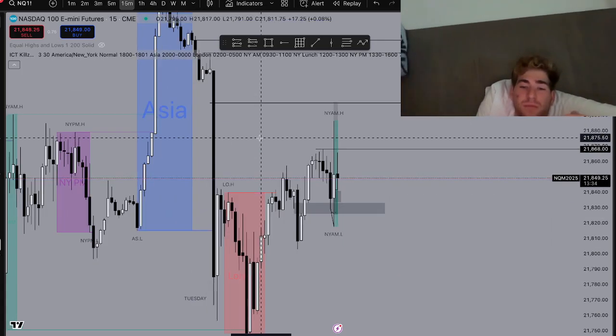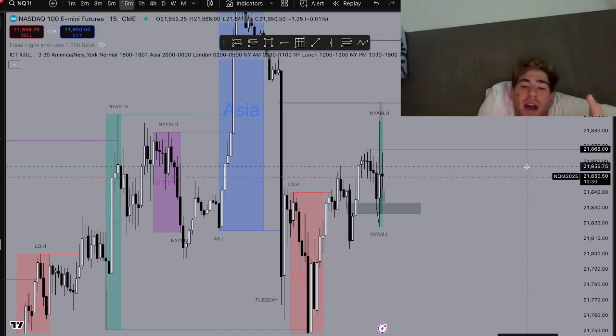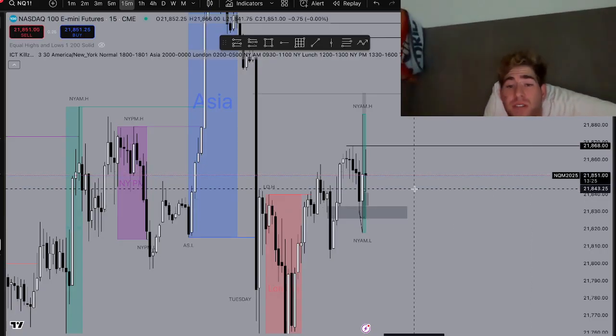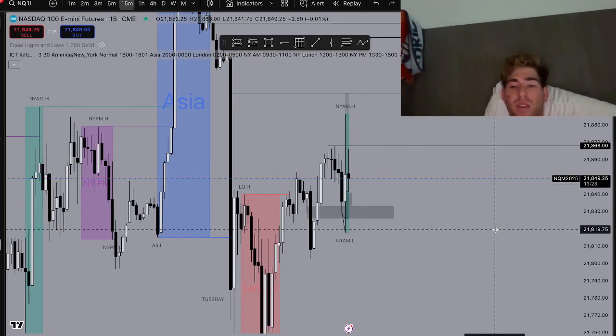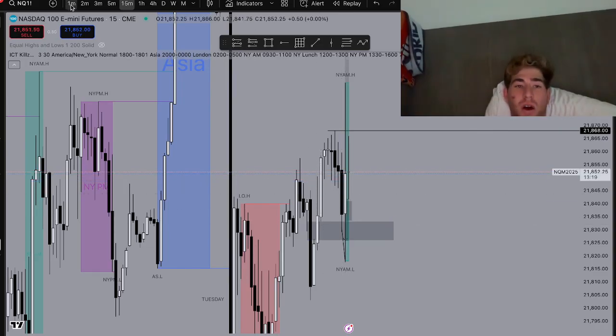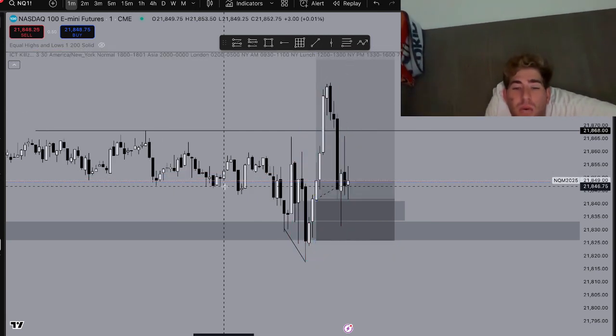How do we get there? Well, the hourly is sandwiched in between a bullish and bearish hourly fair value gap. So hop down to the 15-minute, and you can see there's a bullish 15-minute fair value gap. Price taps into it, hop down to the lower time frame. What can we see here?